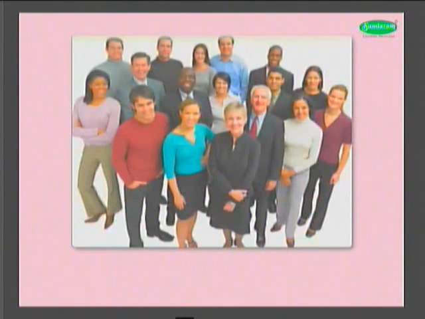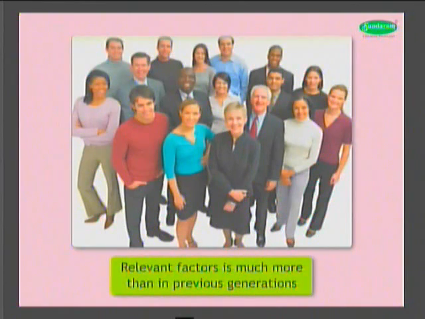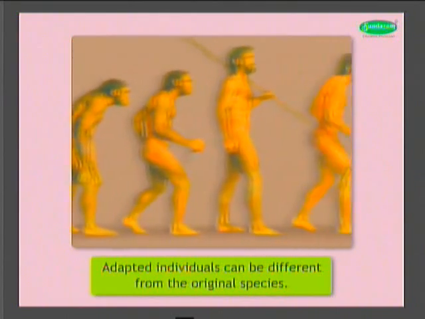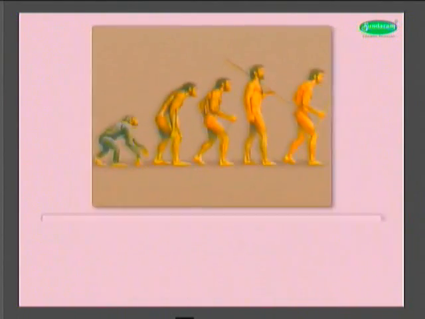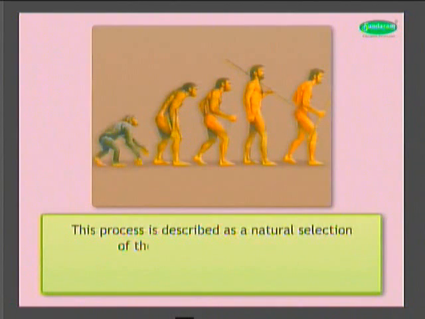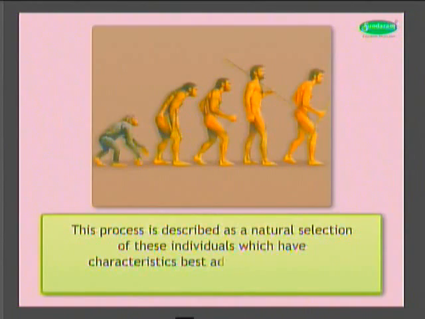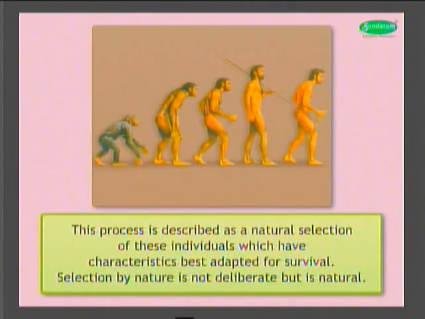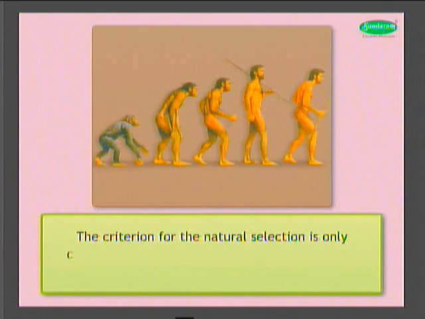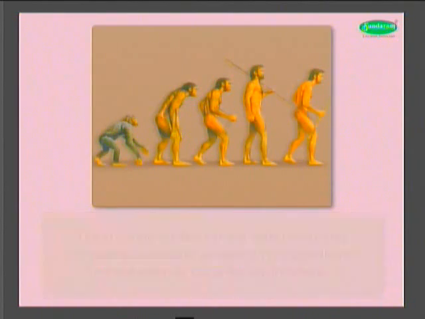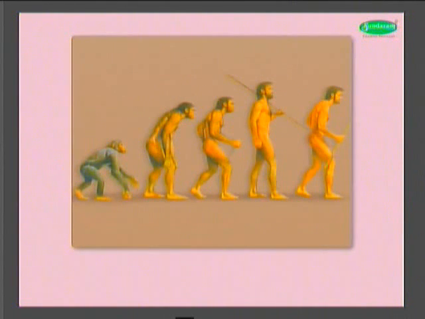The total effect is that after several generations, the number of individuals having relevant factors that are better adapted to their surroundings is much more than in previous generations. These adapted individuals may also be very different from the original species. This process is described as natural selection of these individuals which have characteristics best adapted for survival. Selection by nature is not deliberate but is natural. The criterion for the natural selection is only one, that is, successful adaptation for growth and reproduction in the given environment. The natural selection of the individuals best adapted to their environment will be made clear from the example.